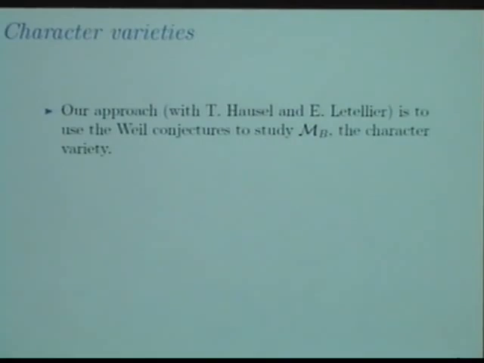So our approach, this is joint work with Thomas Hausel and Emmanuel Letellier, is to, instead of considering the Dolbeault version, the actual moduli space of Higgs bundles, consider its other incarnation, which is the Betti form of it, that is to say the character variety. And what we would like to do is get some information about the geometry of this variety, at least its topology, from counting points of this variety over finite fields, a well-used technique.